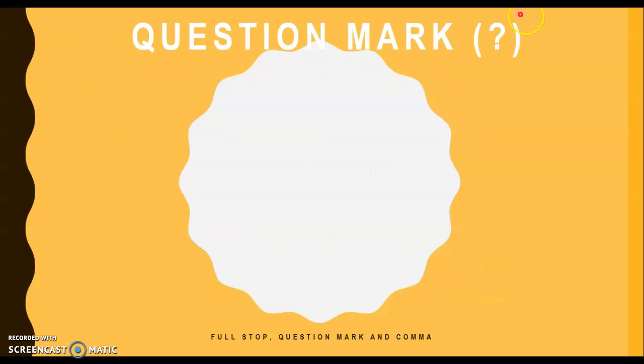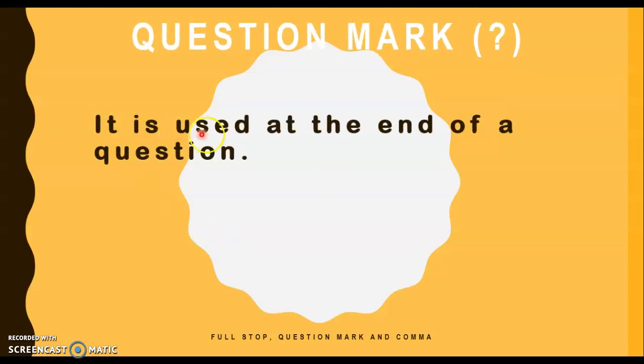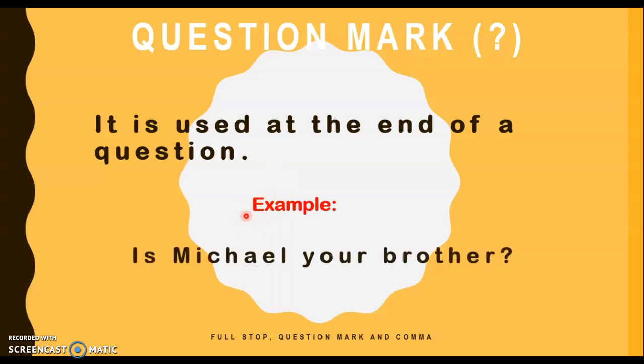Let's look at the question mark. The question mark is used at the end of a question. In other words, once you ask a question, it becomes necessary that you place a question mark right in front. And we're going to look at an example right away. Is Michael your brother? Here is a question mark.